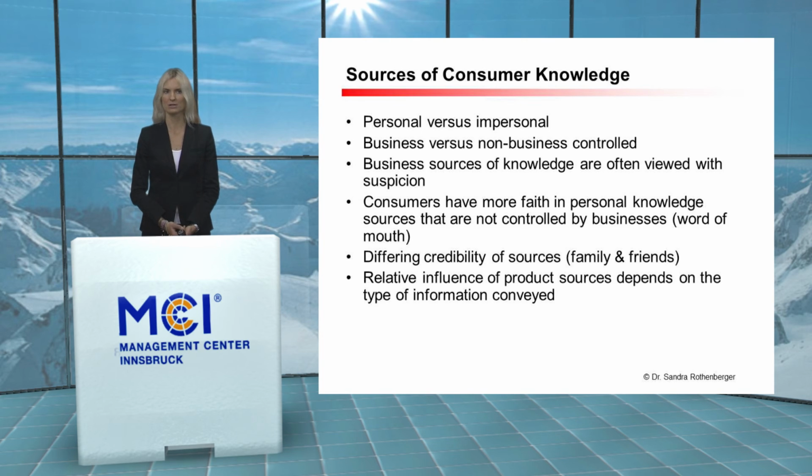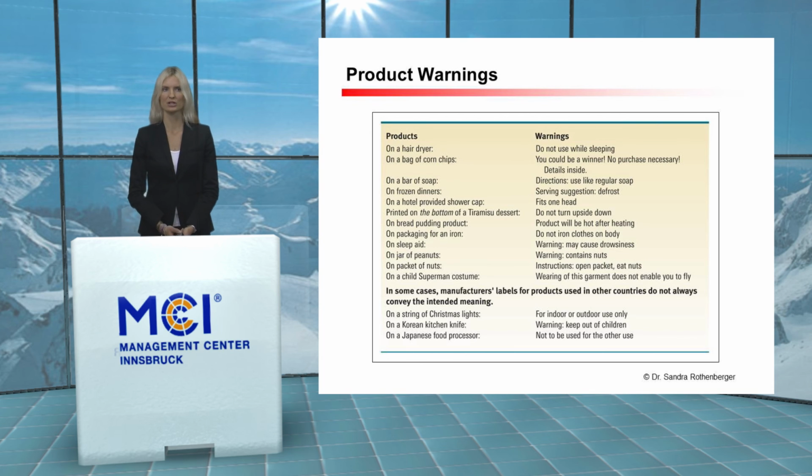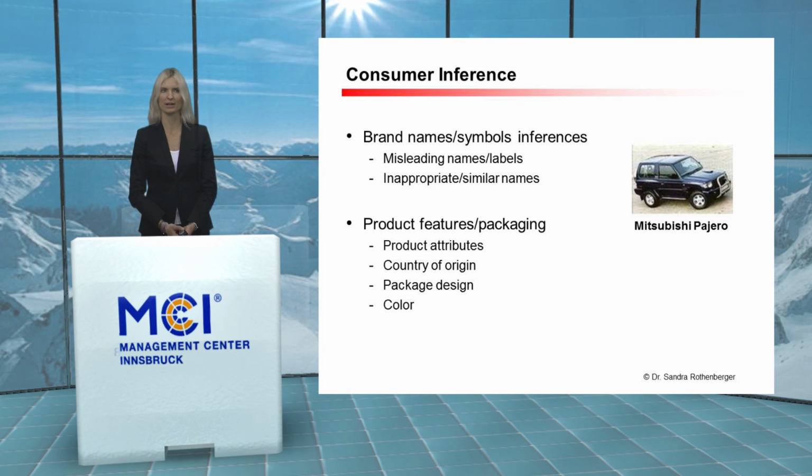The credibility of sources and the relative influence of product sources depends on the type of information conveyed. Here is an ad with product warnings, also a kind of information source for the use of a product. And last but not least, consumer inference. Sometimes brand names are wrongly chosen and give misleading names and labels, inappropriate and similar names. For instance, Mitsubishi Pajero, or other examples you might know.